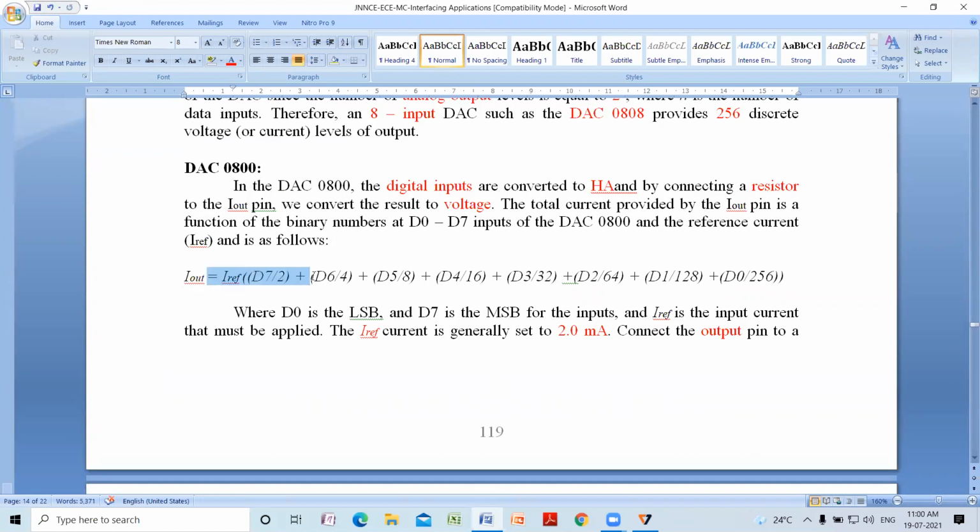So how are you getting the I out? This is using this formula. It's a very easy formula. I don't know whether you have understood that or not.